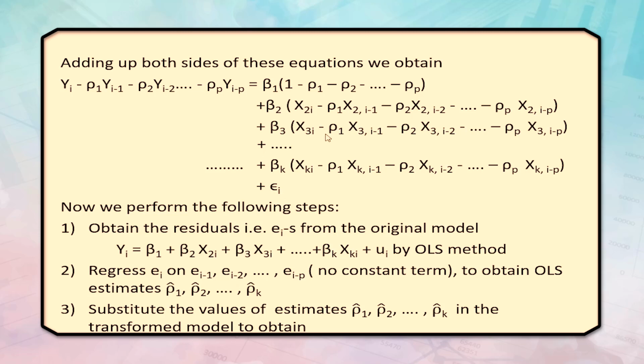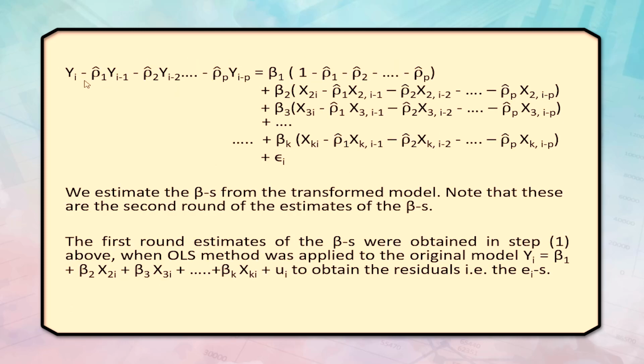So, on this transformed model with these rho i's substituted by rho i hats, we can now apply ordinary least squares. When we do that, you have the transformed model with rho hats instead of rhos, and here we can apply ordinary least squares, and from here we can obtain the betas, estimates of the betas. So, from this regression we can obtain the estimates of the betas.